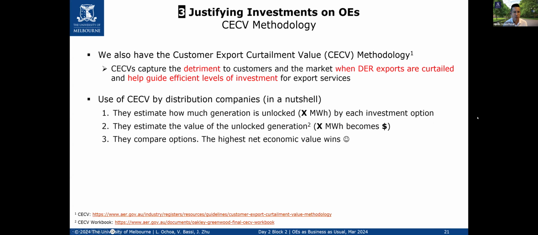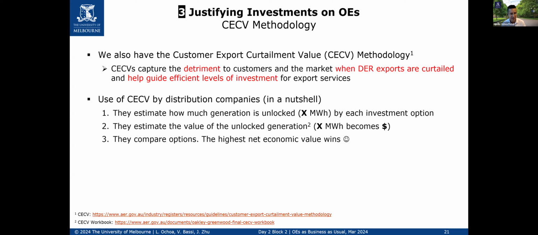So let me explain how it works in a nutshell. The distribution companies will estimate how much generation is unlocked, meaning by an investment option that is related to facilitating export services. This investment will allow me to not curtail or to export more, this in megawatt hours. Then they estimate the value of unlocked generation.